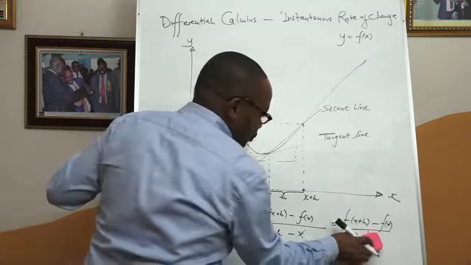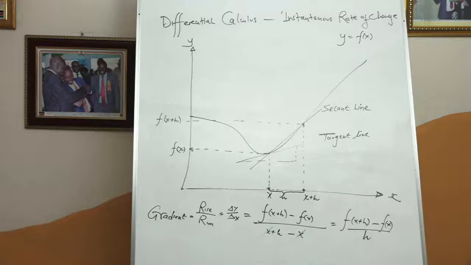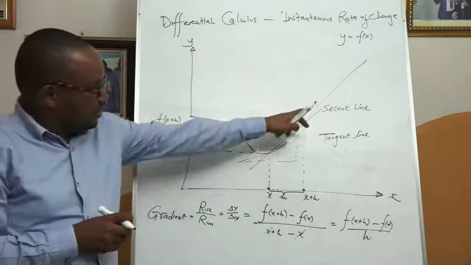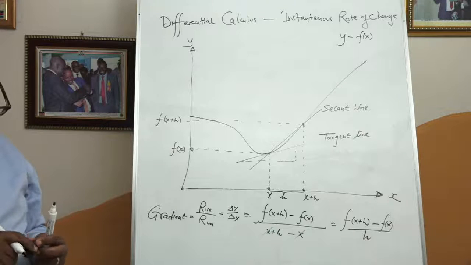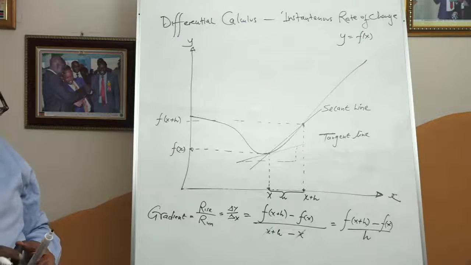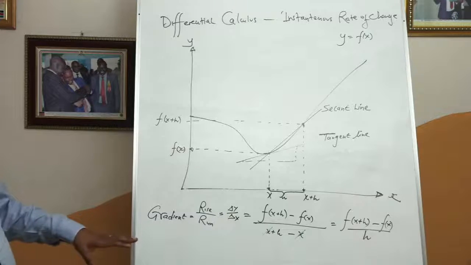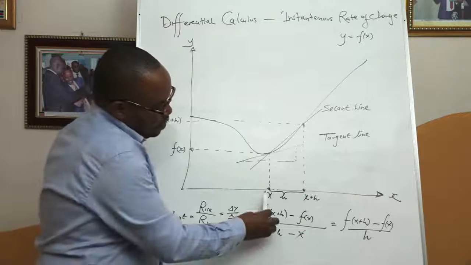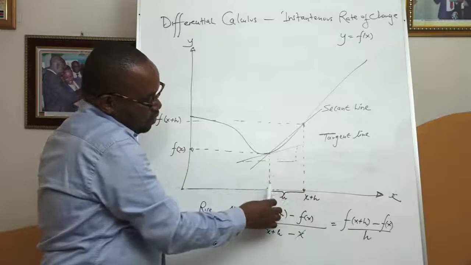I hope you're together up there. Do not write in a manner that you would get confused. This is h. It's my h. And this is the slope of this line, the second line. Remember, when we do that, we introduce a second point so as to calculate the gradient of the line.